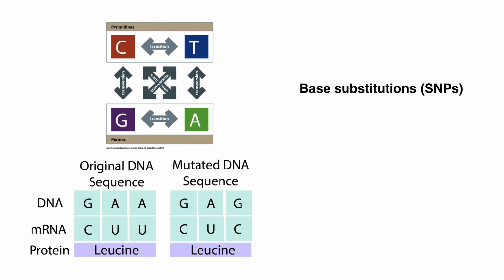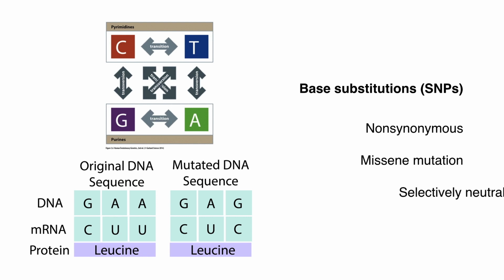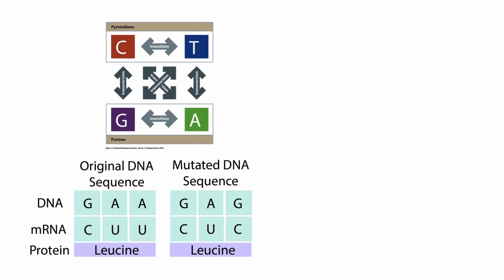Base substitutions which lead to a change of amino acid are termed non-synonymous or missense mutations. Most base substitutions and other variants are selectively neutral. These silent site or synonymous substitutions are also often assumed to be selectively neutral.